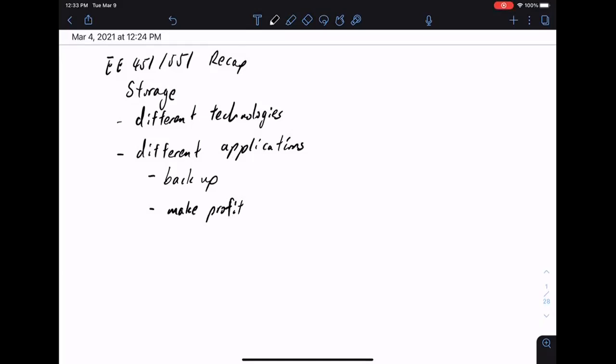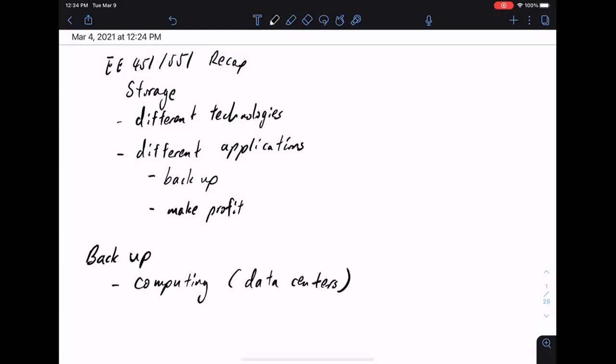So it turns out the considerations for these two kinds of things are different. There are different considerations for different applications. So, for example, if you use backup, today where you find backup is mostly in computing. This is data centers. So the big source of backup storage we have is our data centers.